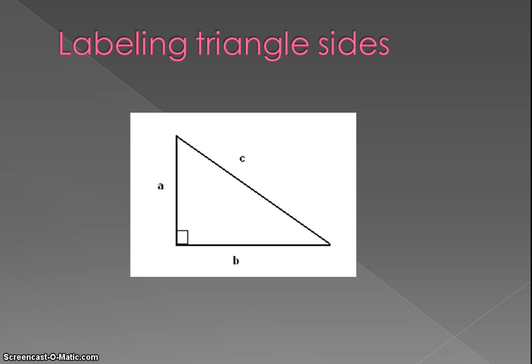Now that we know where the hypotenuse goes, we are going to label that side C. So label side C on your paper. Next, we are going to label the other sides A and B. Label these sides on your paper as well.